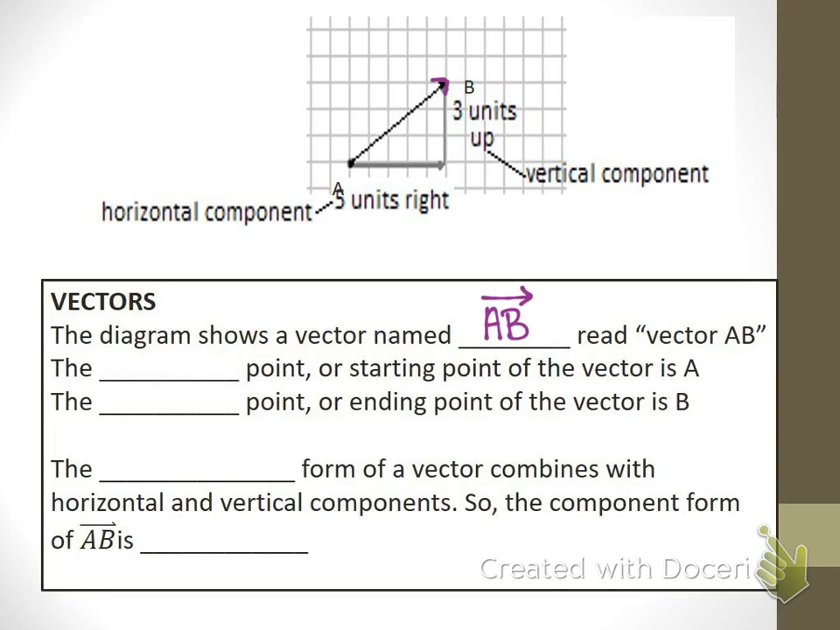All right, so I might use different words than your book is going to in this, but we can add more to it. So the initial point, I feel like there's another term for that. We'll look in your book for a minute. The initial point or starting point of the vector is A. The terminating point or ending point is B.